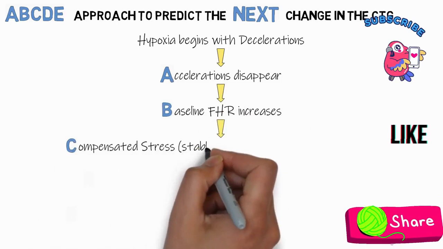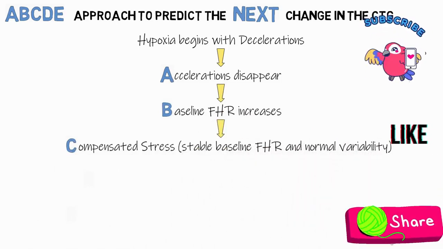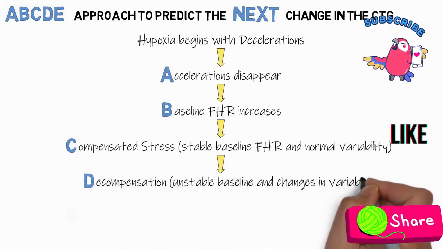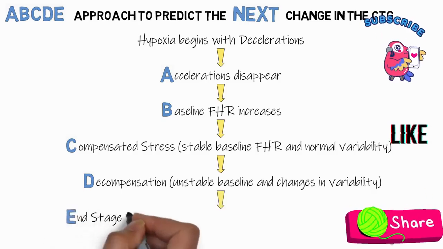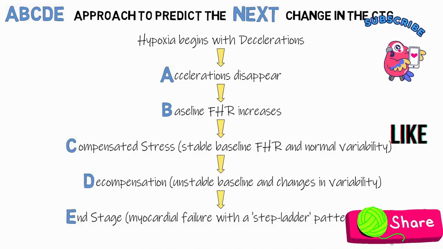C. The fetus goes into a state of compensated stress with a stable baseline heart rate and normal variability. D. The fetus gets too tired and goes into decompensation with an unstable baseline and changes in variability. And E. The end stage with a myocardial failure and a stepladder pattern to death.